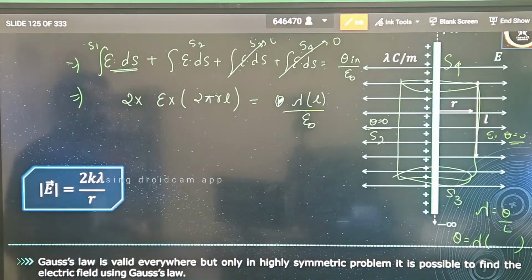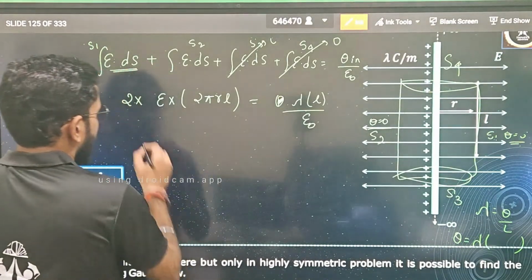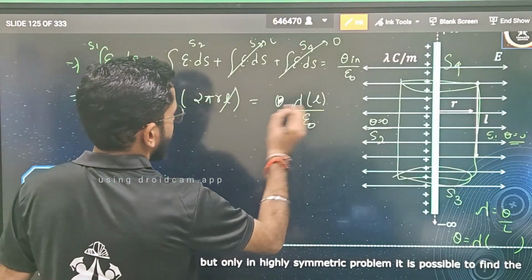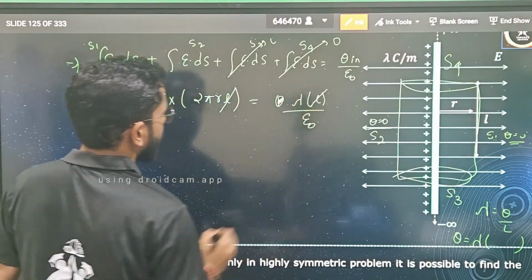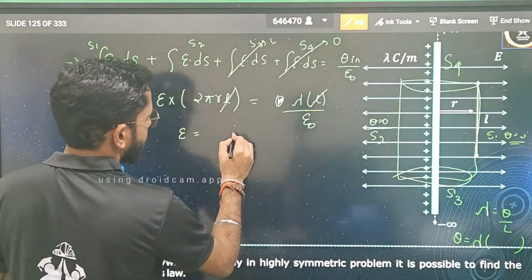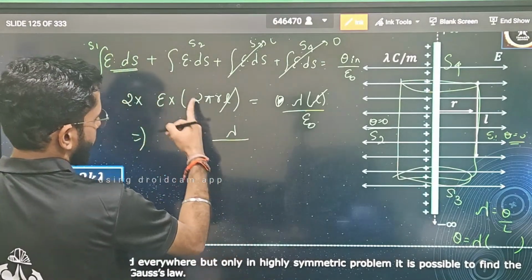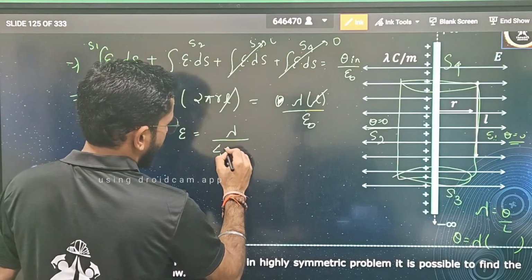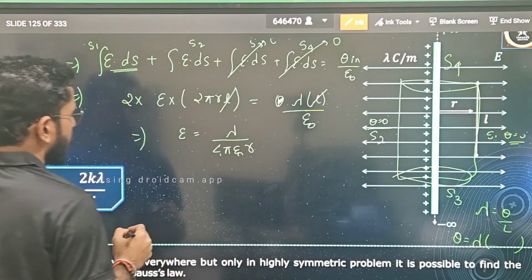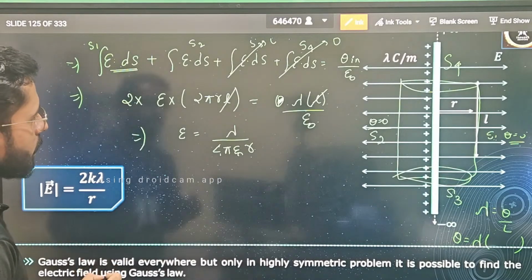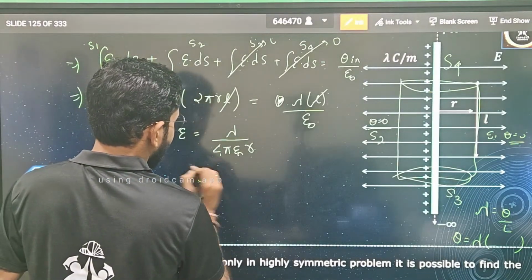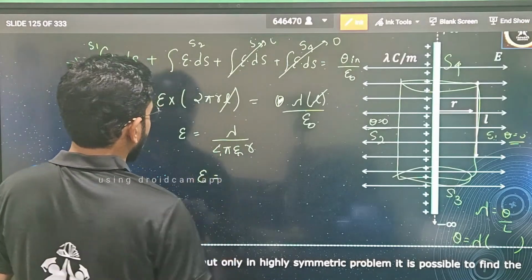Now, if I solve a little bit here, lambda and L will simply get cancelled out. Here what is left? The electric field can be written as lambda divided by 2 pi epsilon naught r. Now, my students know very well what it will become. It will become electric field equals 1 by 4 pi.